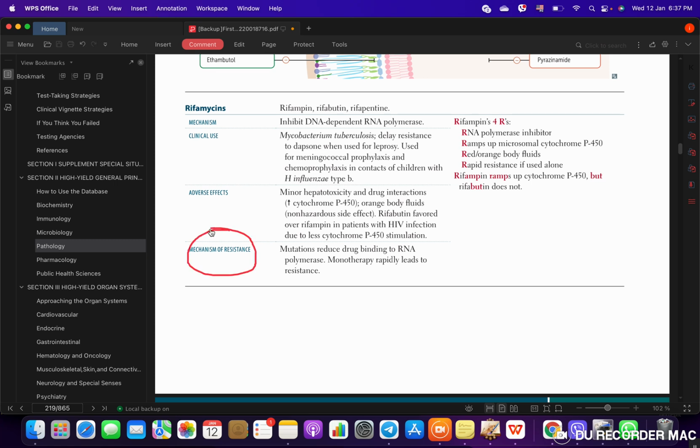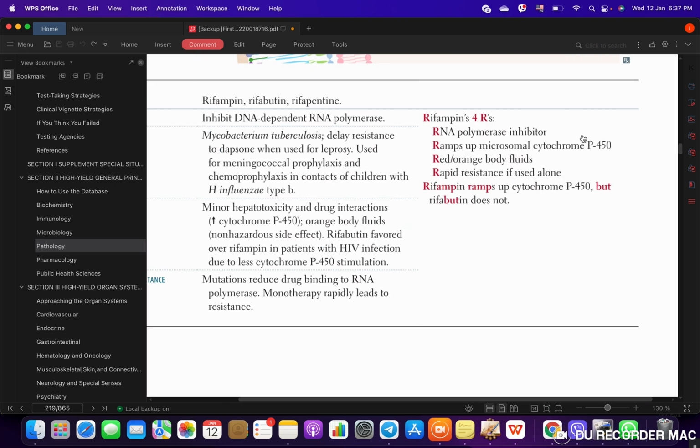The mechanism of resistance is a mutation that reduces drug binding to the RNA polymerase. So there will be less drug binding to RNA polymerase, and basically the RNA polymerase will become more resistant. Monotherapy rapidly leads to resistance, thus we have to use combination therapy.